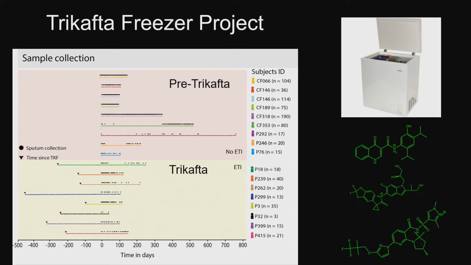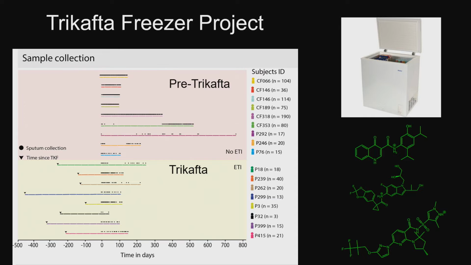There. So now we're working on Freezer Project 2.0. Now that people are on Trikafta, this is an important point: because of the difficulty in getting a sputum sample from people on Trikafta, it made sense to us to put freezers in their homes. They can more opportunistically produce a sample than they could perhaps on demand in the clinic.